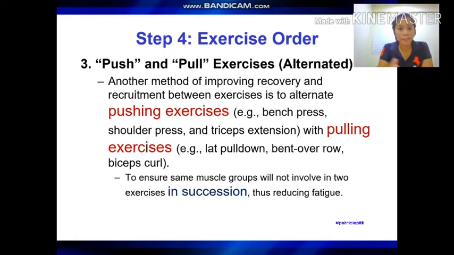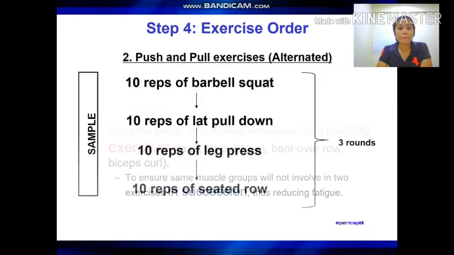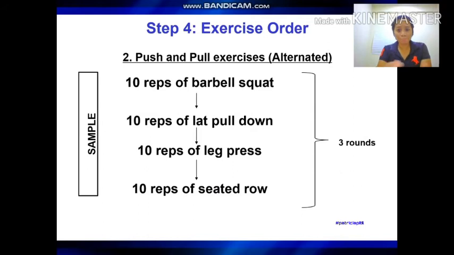When you are trying to reduce the fatigue when doing the exercise, you are emphasizing the maximal effort or the quality of performing the exercise. Okay, this is a sample, similar to previous, but they are doing pushing and pulling exercise. 10 reps of barbell squat, and then 10 reps of leg pull down, 10 reps of leg press, and 10 reps of seated row. 3 rounds, it is push and pull.